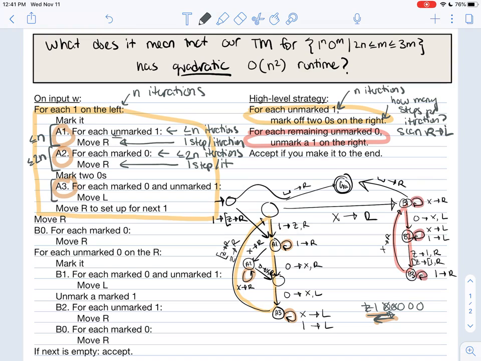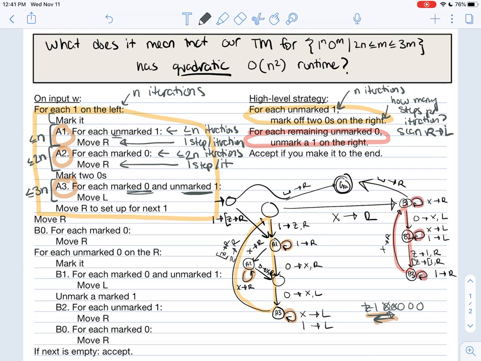Then for A3, we can do similar analysis. Now we have kind of two blocks here though. We have marked zeros, of which there are at most 2n, and unmarked ones, of which there are at most n. So we have at most 3n steps here because moving left is just a single step per iteration.